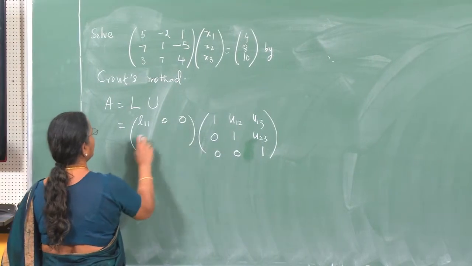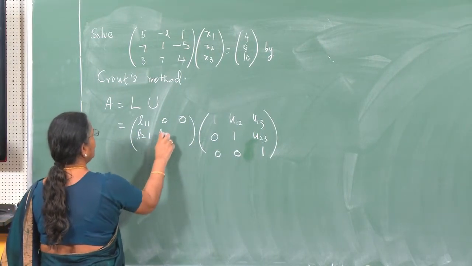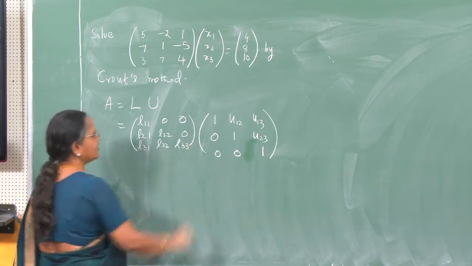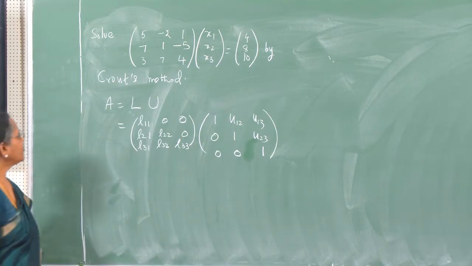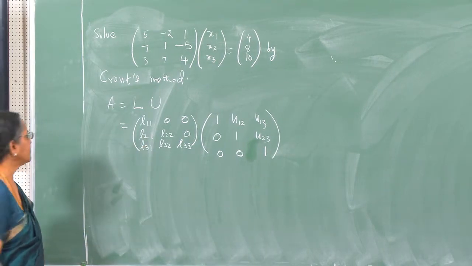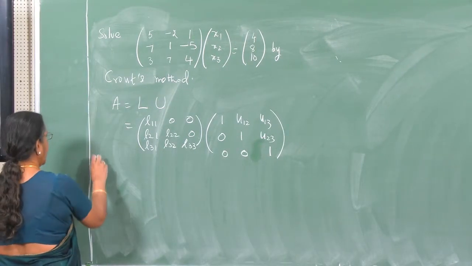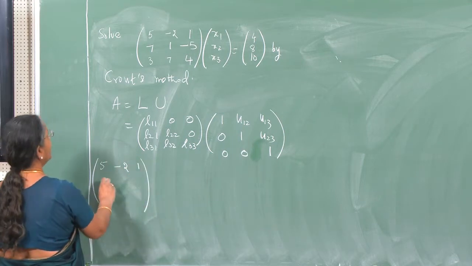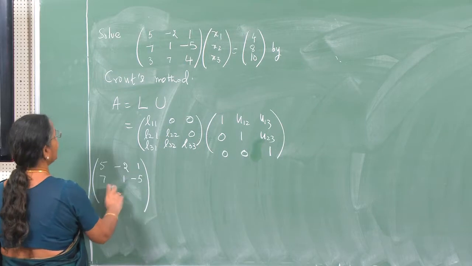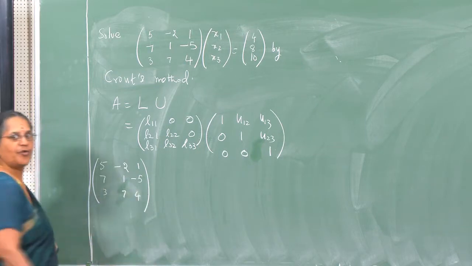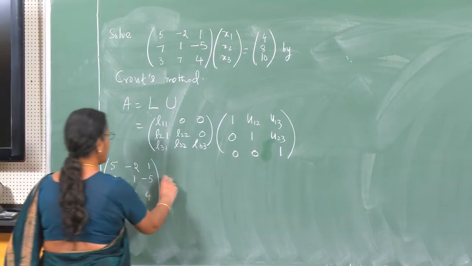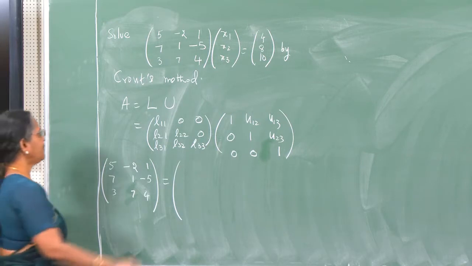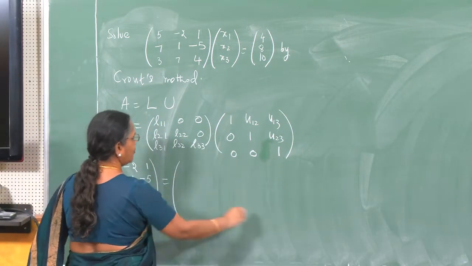And L is a lower triangular matrix. So, L11, L21, L22, 0, L31, L32, L33. So, L is a lower triangular matrix. And A is given to be the matrix with entries 5, minus 2, 1, 7, 1, minus 5, 3, 7 and 4, and this must be equal to the product of these two matrices.